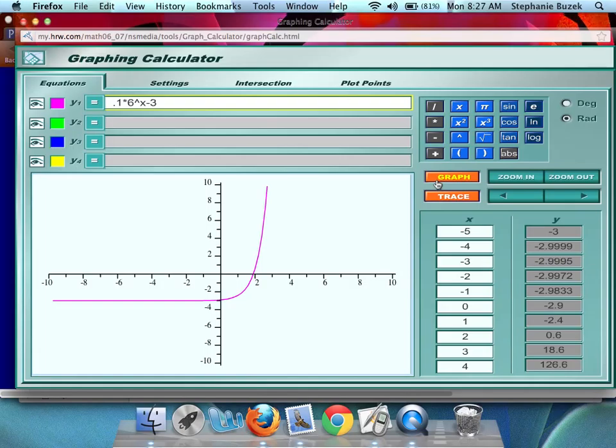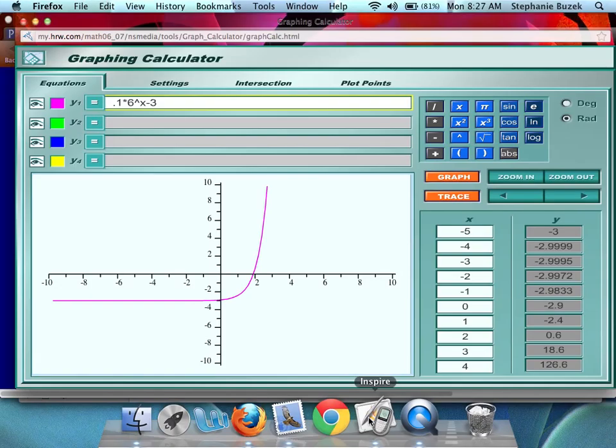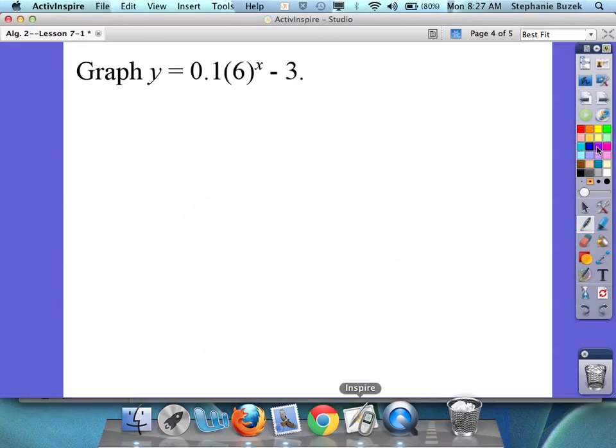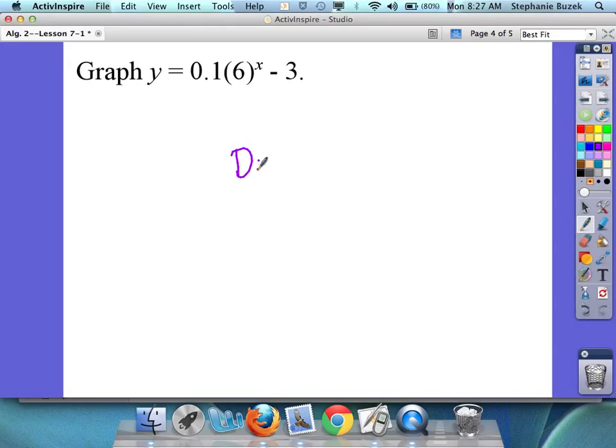What affects this problem is that 0.1, because what that 0.1 does is it shrinks it down, so that's why it looks like it actually touches it. But if you look at the table over here on the right side, okay, you're getting awfully close to -3. So let's go ahead and find our domain and range. What's our domain going to be here? All reals. What's your range going to be? All reals greater than -3. All reals greater than -3.